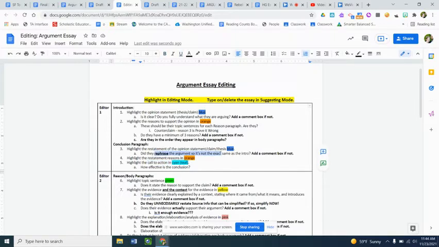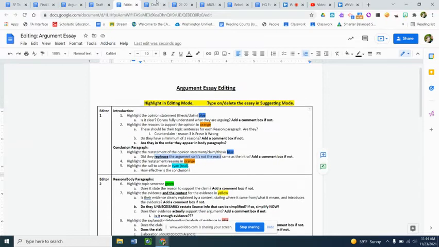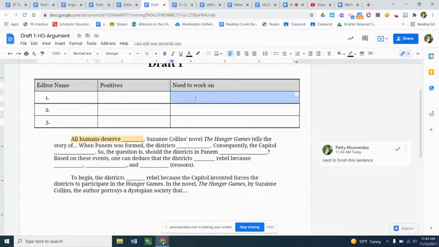Make sure that they rephrase their claim. It shouldn't be the exact same wording as it is in their introduction. And editor number 1, things that they need to work on, you can just put bullet points here like, hey, make sure you reword claim in conclusion paragraph. Give them ideas of things that they need to work on. And then whoever owns this document, whoever was the author, they can treat this like a checklist of things that they need to do. Okay. So editors, put your name, things that are going really well, things that they need to work on.